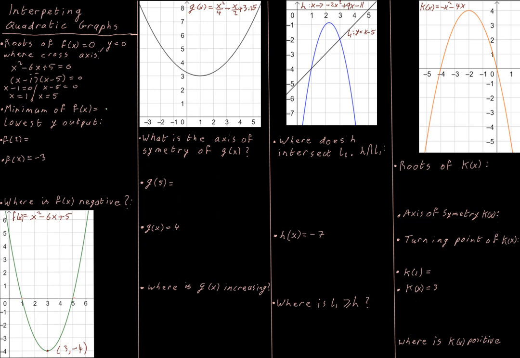So our minimum happens at y is equal to minus 4, and more often than not we would give that as a coordinate. So it would happen at x is 3, y is minus 4. There's no value of x that we could sub in that would give us a y value lower than minus 4. So it's the minimum of the function. It's the minimum y output of the function.